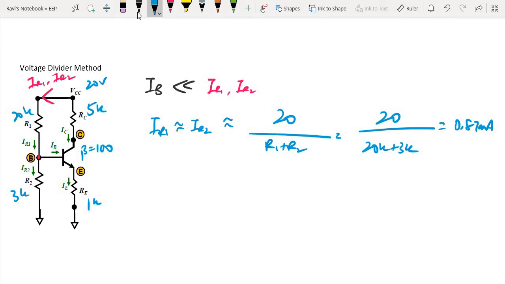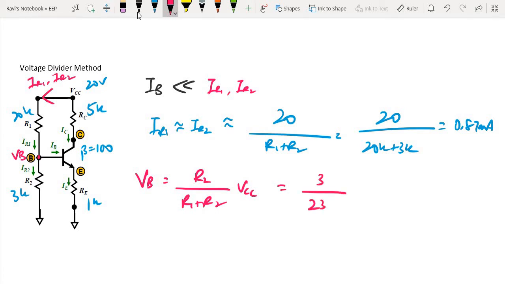Now once I know IR1 and IR2, I can calculate the voltage over here, VB. VB is equal to R2 over R1 plus R2 multiplied by VCC. It is basically the voltage divider rule, correct? Because now we do not consider any current flowing into the base. So it is 3 over 23 times 20, which is 2.61 volts.